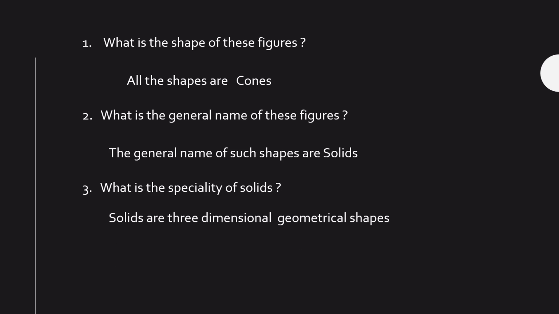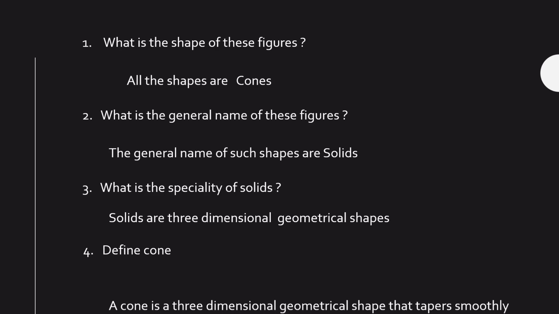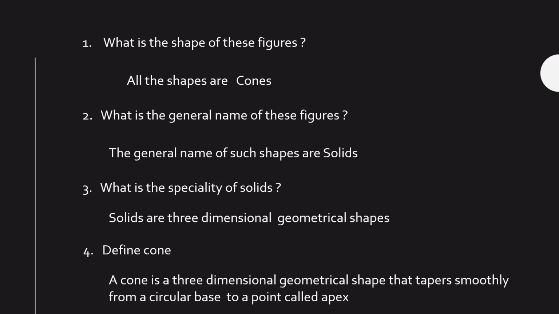Now, by analyzing these points and the figures, can you define a cone? Okay, you can first write in your notebook and then I will ask you. You can write in your words, okay? Okay. Now, can anyone of you read out the answer? A cone is a three-dimensional geometrical shape that tapers smoothly from a circular base to a point called apex.